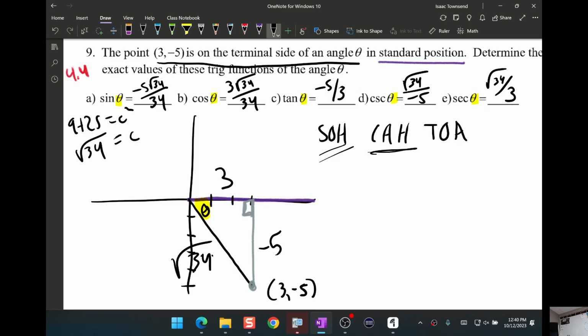And the one thing that I really tried to push on you guys, even though this was not necessary for this question: if you consider the All Students Take Calculus, this point is in quadrant 4. So the only answers that better be positive are cosine and its reciprocal. So cosine is positive, its reciprocal is positive, and the other 4 answers are supposed to be negative. So that's a good sign that they are.